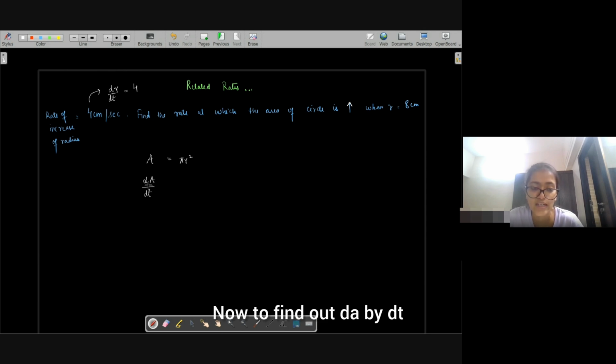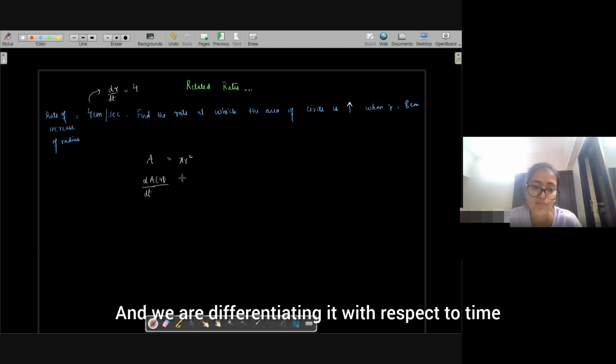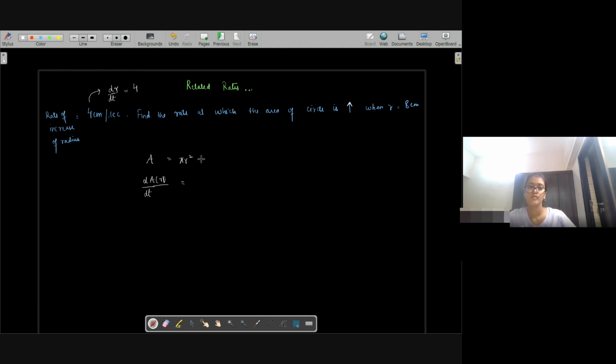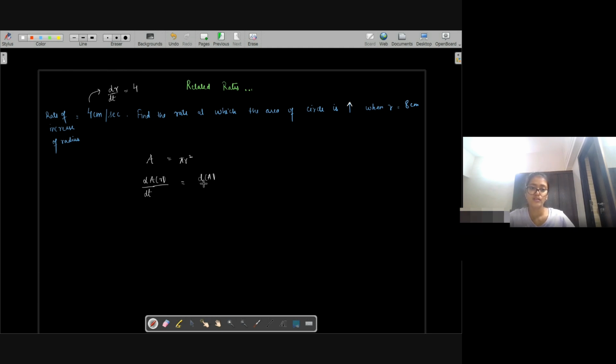Now to find out dA by dt, your area is a function of radius. This is a function of radius, and we are differentiating it with respect to time. So first you will have to differentiate area with respect to r, times dr by dt.